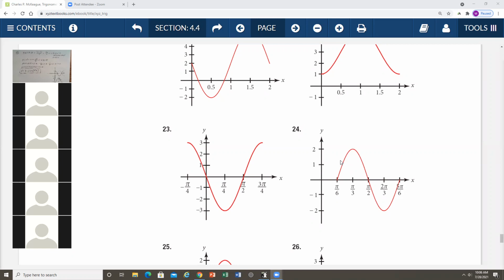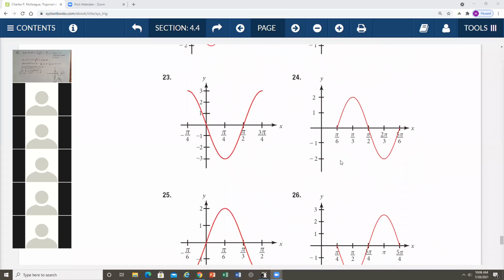I'm just kind of taking a look here. All right, let's try to do number 23 together, and then I'll give you your classwork. First of all, sine or cosine for 23? Cosine. Like a cosine. All right, what's the amplitude? 3. Yeah, looks like 3.